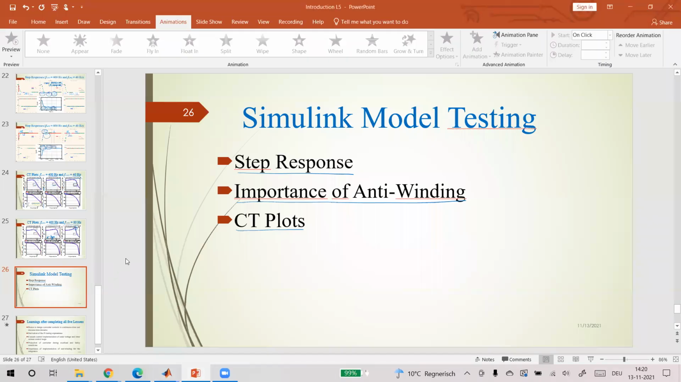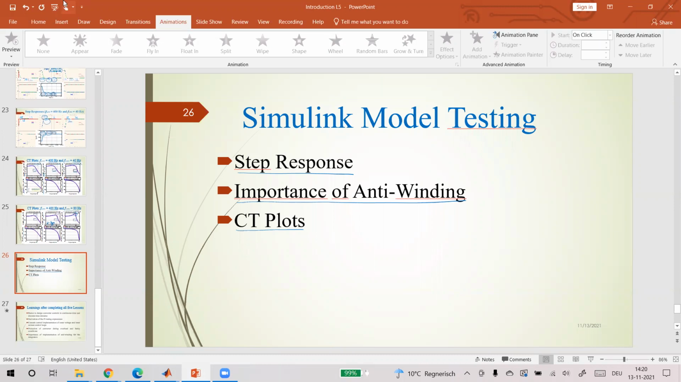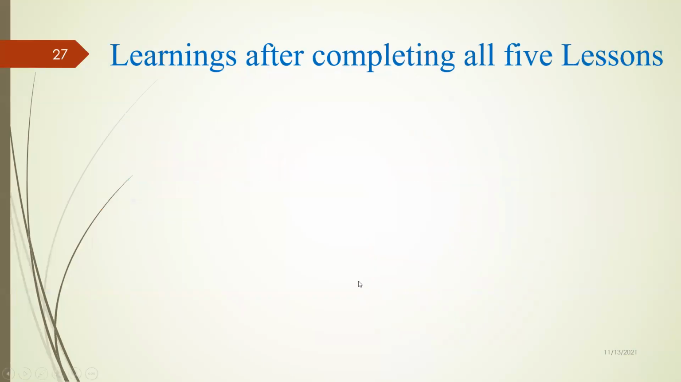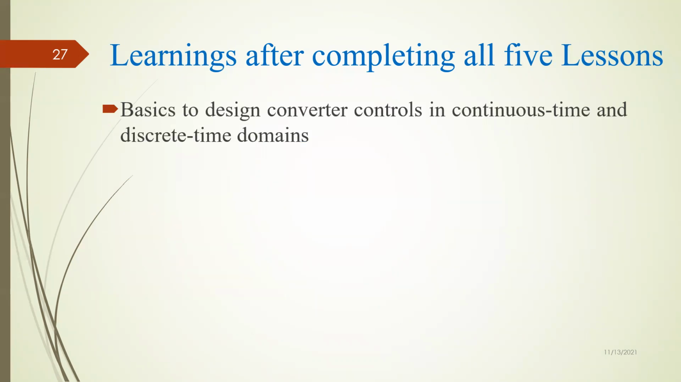Okay, so this was all about the Simulink model presentation. Now let's see the last slide. We have completed the 5 lessons, so what are the learnings you would have gained? The first thing is you would know the basics of designing your converter controls in continuous time and discrete time domain. You would know how to get your plant model. An accurate plant model is very important, especially when you want to tune your PI gains to place the closed loop eigenvalues of the system at desired frequencies.